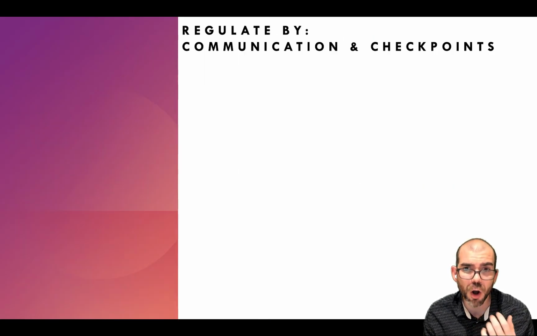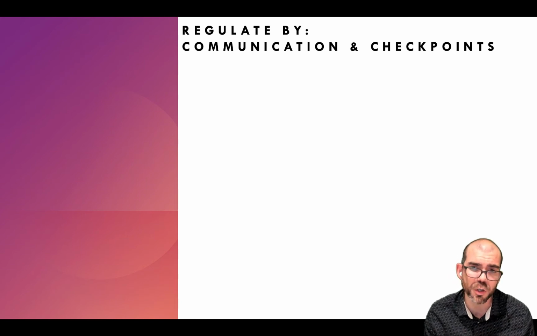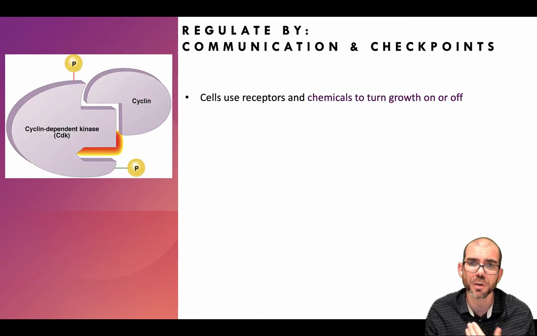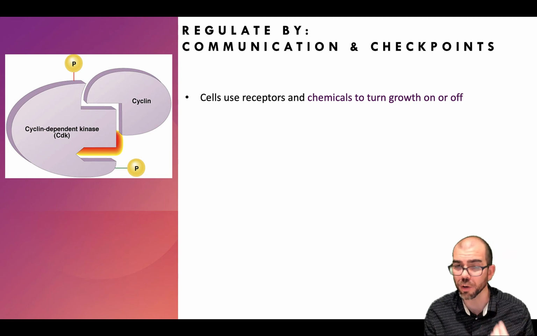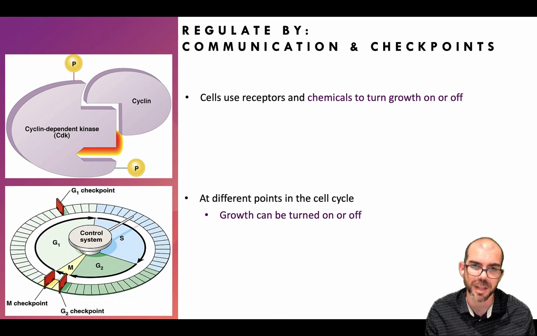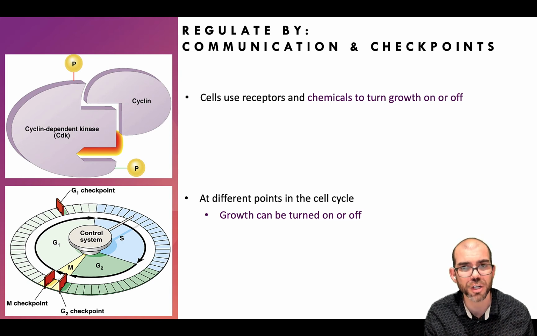Well, cells are regulating their growth in 2 ways. One is using receptors and chemicals to turn growth on, go and divide, or turn growth off, stop reproducing. Another way is cells are constantly being checked at different points in their life. This is to make sure the cell is healthy and that all the DNA is free from mutations and should be replicated. So through chemicals and through different points in the cell cycle we call checkpoints is how we're going to do this regulation.